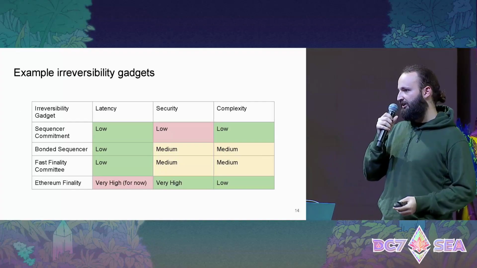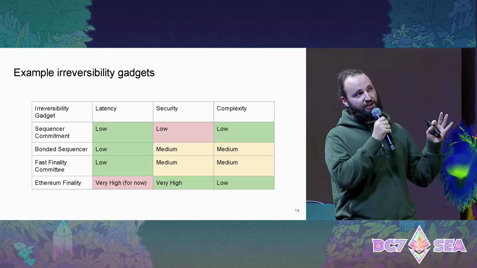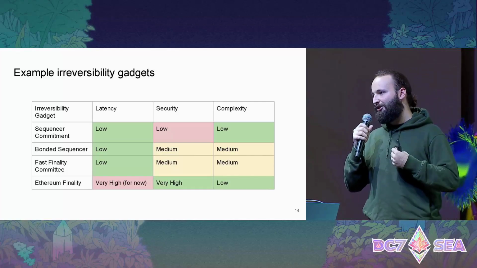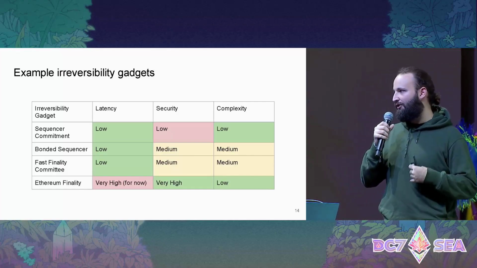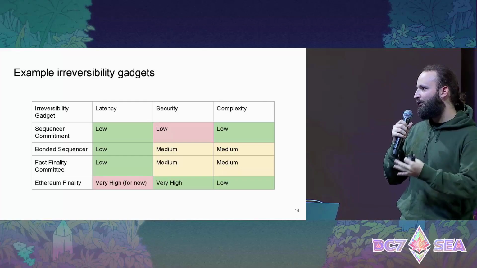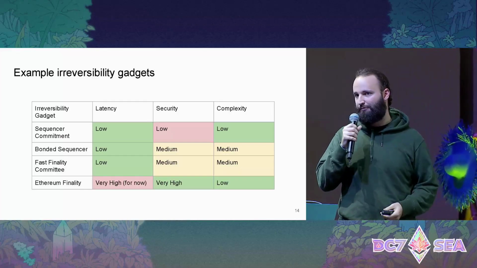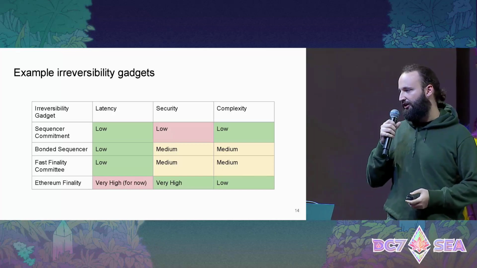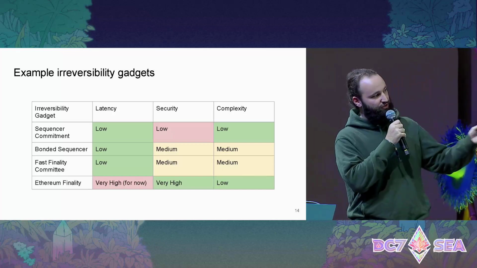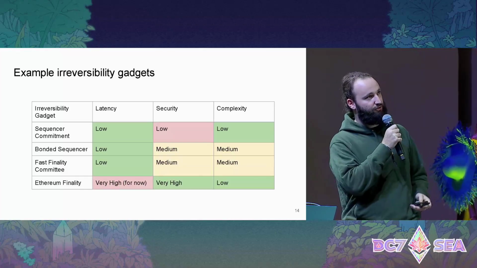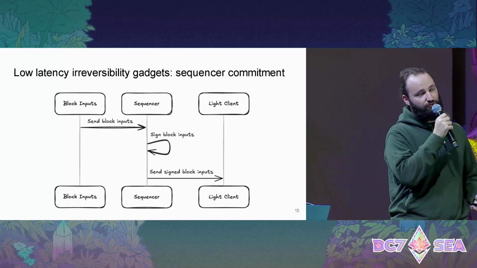OK, so now we're going to talk about some Irreversibility gadgets. These gadgets are kind of hard, because the L2s need to implement them themselves. Because right now, the sequencers have the full right to decide what gets put on Ethereum, and we can't force them to do anything. But the L2s can build mechanisms that will force them to commit to what they're going to put on Ethereum earlier. So we've already talked about Ethereum finality as an Irreversibility gadget, but we also have three others that we're going to discuss. So the first one's very simple.